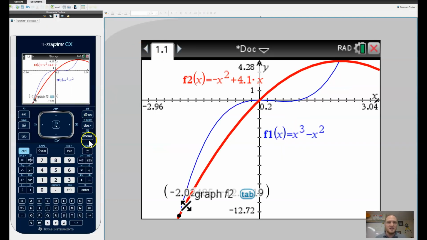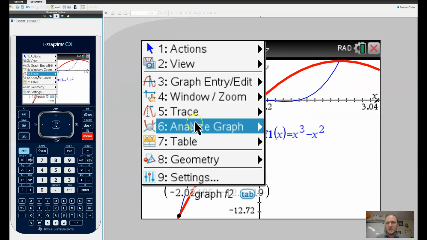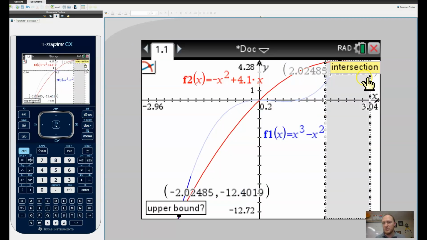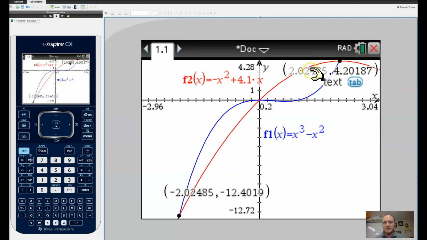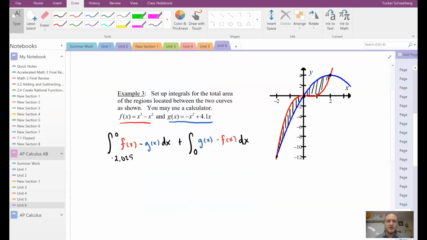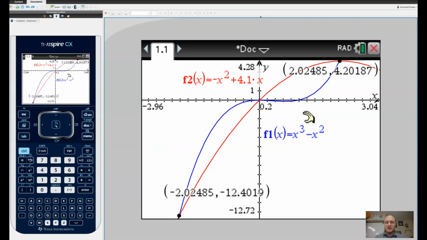Then we're going to do the same thing. We're going to analyze the function for the intersection of this point, and hey, look at that, 2.025 also. I'll go ahead and enter that, 2.025. And what we want to do is utilize our calculator to calculate this for us.